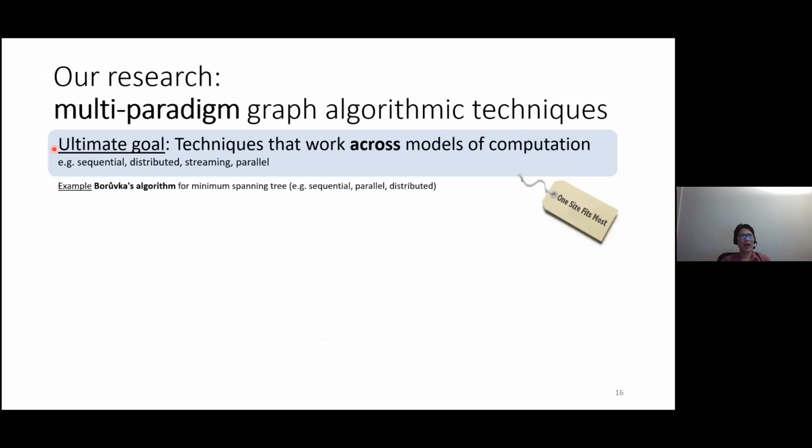The ultimate goal is to have techniques, again mathematical techniques, that work across many models of computation. I will give you some examples later, but just in case you know what Borůvka's algorithm is for minimum spanning tree. If you have studied anything about parallel algorithms or distributed computing, you probably have heard of Borůvka's algorithm, maybe in some other disguise. It is one example that works in many models of computation, and my goal is to pursue more algorithms like this. In short, I want techniques or algorithms that fit most of the models. One size fits most, okay?